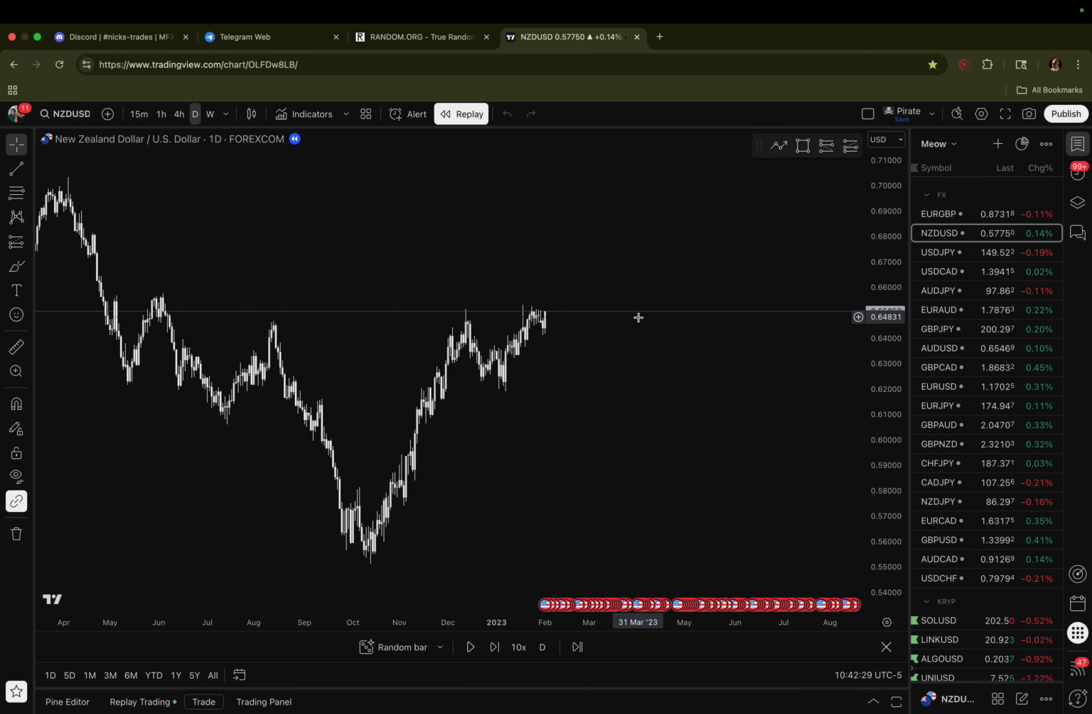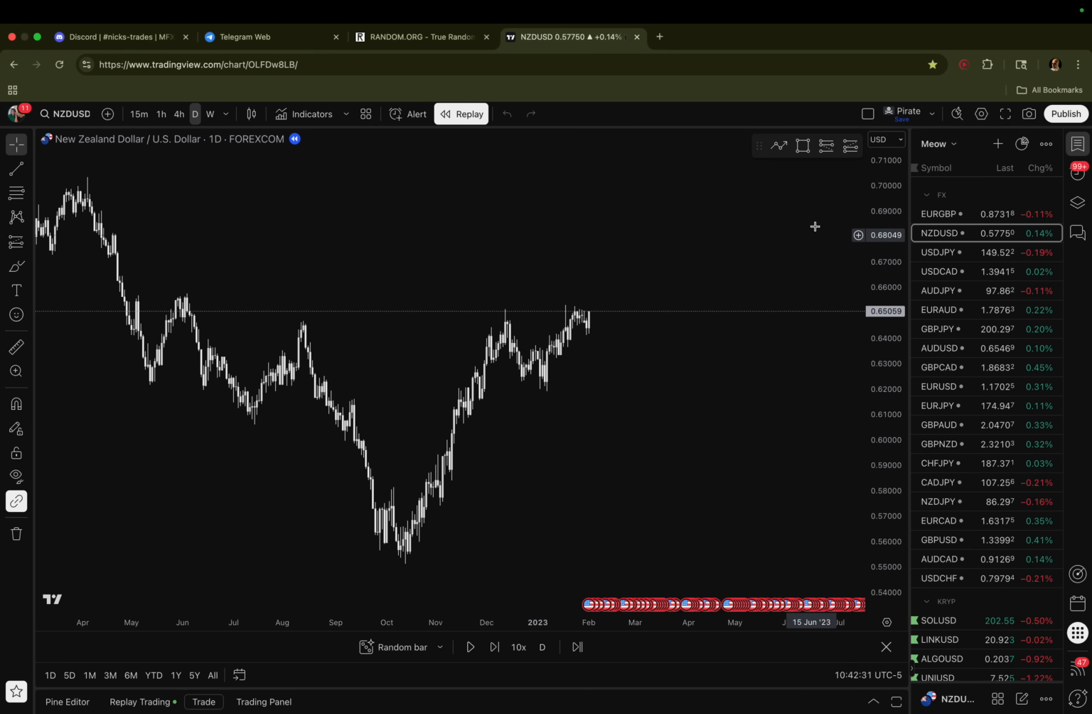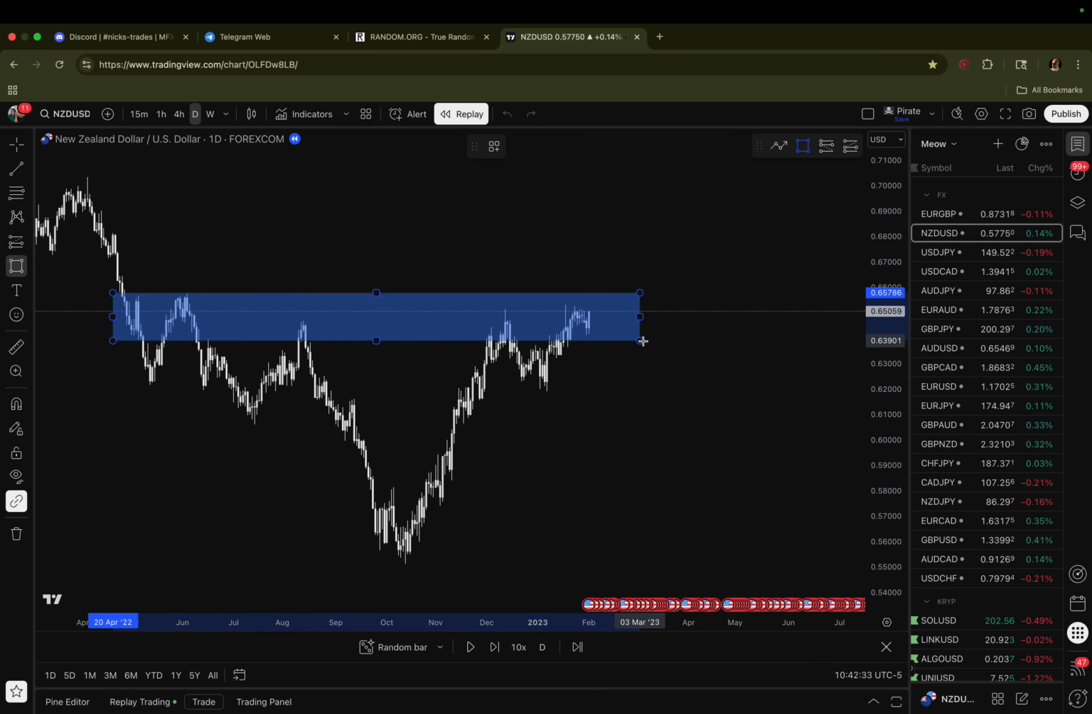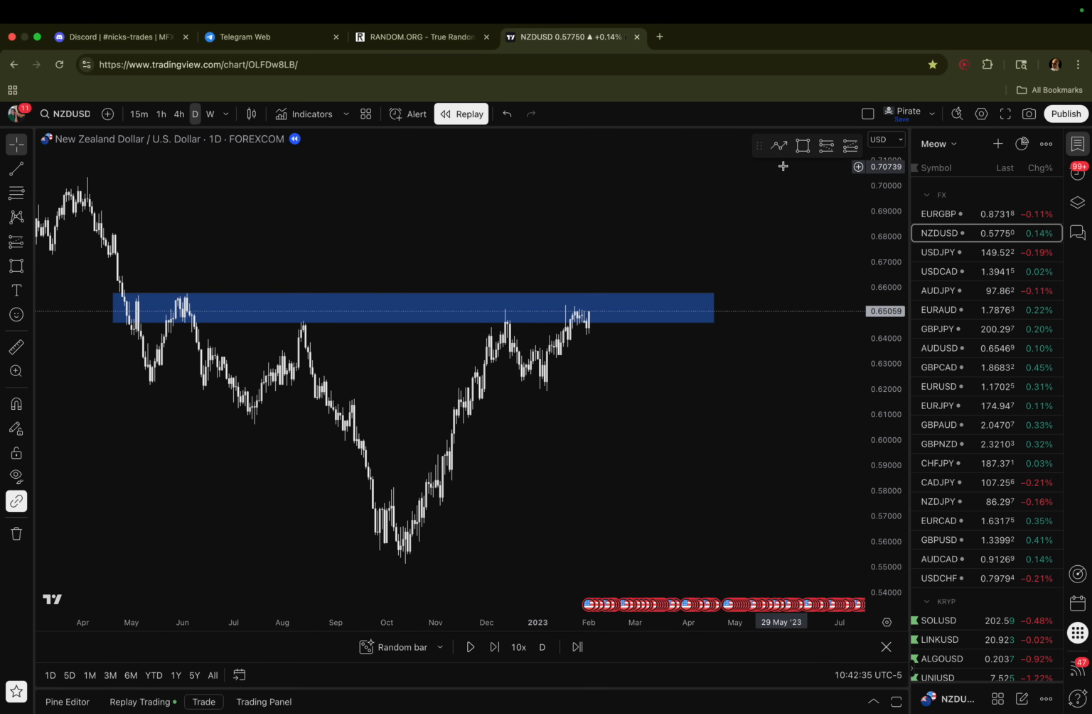So here's what we're going to do. We're on the daily chart. All we're going to do is draw a resistance zone above price and a support zone below price. And then we're going to buy at support and sell at resistance.